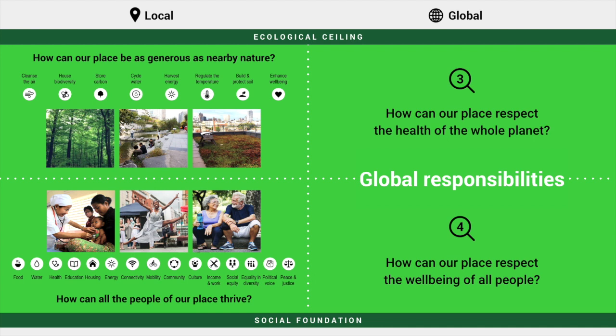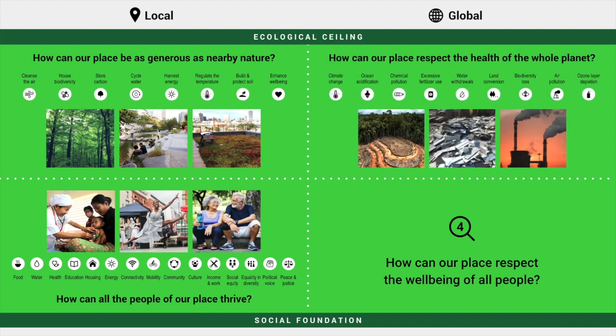So these are the 2 local lenses, social and ecological. But we have to recognize that every place is connected to the whole world through global supply chains of the food we eat, the clothes we wear, the electronics we use, the construction materials that are built into every building in a place. Where did they come from? They are often drawn through global supply chains from the whole world. So we can ask, how can our place respect the health of the whole planet? And this lens is drawn from the planetary boundaries.